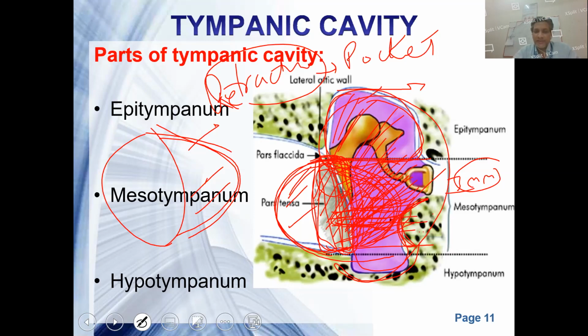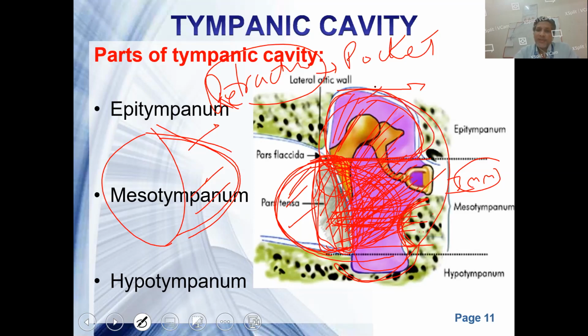Retraction is of various grades. A minor retraction is up to the head of the malleus, second degree will be the long process of the incus, third degree will be the footplate, and fourth degree will be when the tympanic membrane is plastered on the promontory.